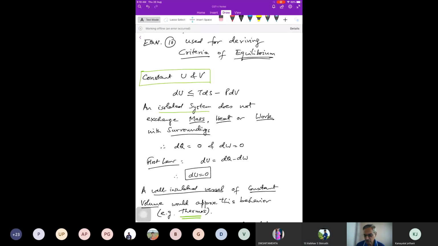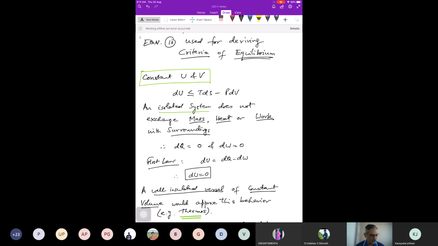So we consider systems of different properties. First, we consider constant U and V. We'll define different systems and then we'll see what the criteria are for different kinds of systems. Okay. So if U and V are constant, then dU is less than or equal to TdS minus PdV. This we derived as equation 10 above.